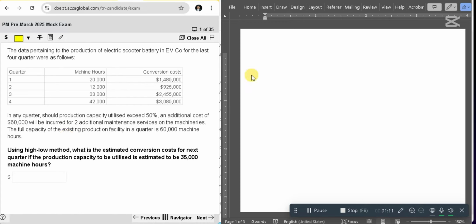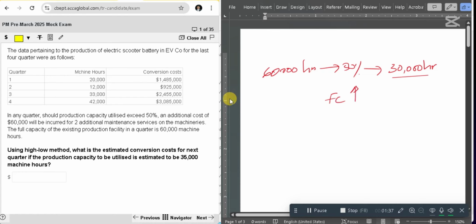Right. See what they mean by here. The capacity is 60,000 hours. What is 50% of that? 60,000 into 50% is 30,000 hours. So if you utilize more than 30,000 hours, capacity utilized exceeds 50%. So if it is more than 30,000 hours, your fixed cost will increase by, not 65, $60,000. It increases by 60,000. So until 30,000 there is a different fixed cost. After 30,000 it's a different fixed cost.